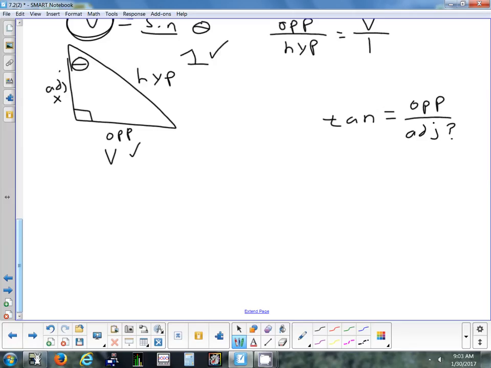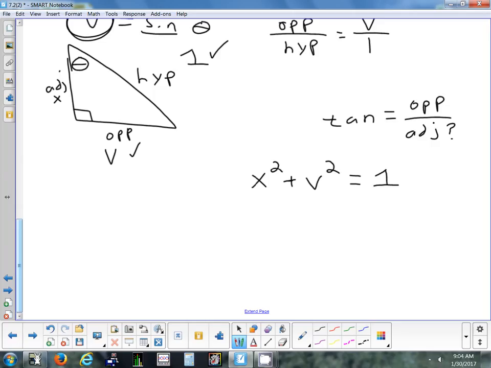Can somebody set up my Pythagorean theorem using the x, the v, and the 1? Luke? x equals v squared plus 1. Or x squared equals v squared plus 1. So you put x squared by itself. Is that the hypotenuse? Oh, no, that's the leg. So you can start with x squared plus v squared equals 1 squared, which I'm just going to write as 1.